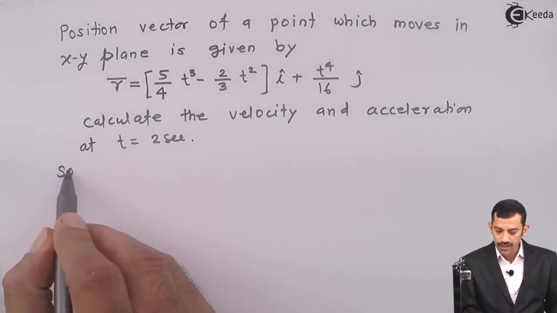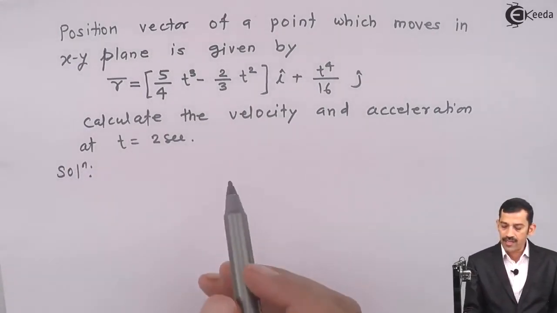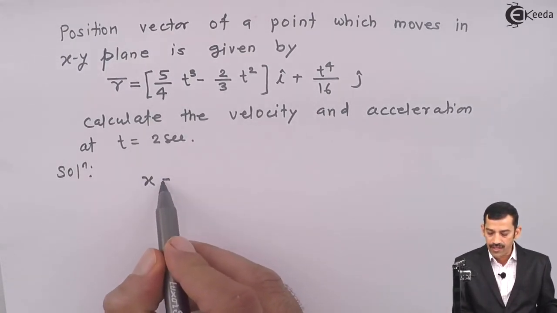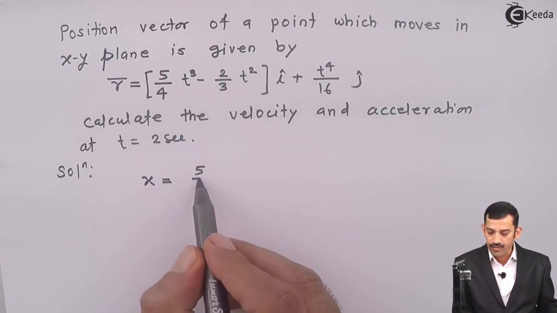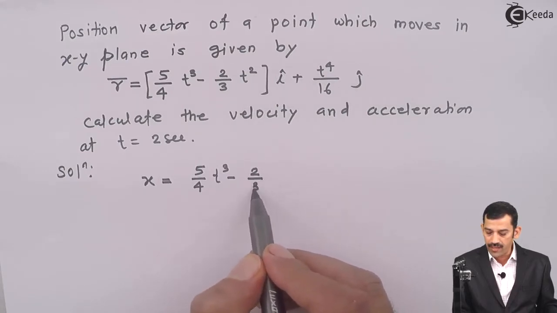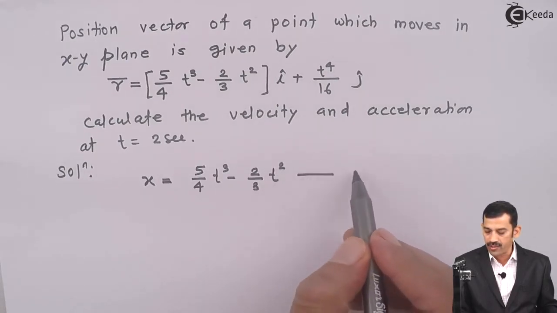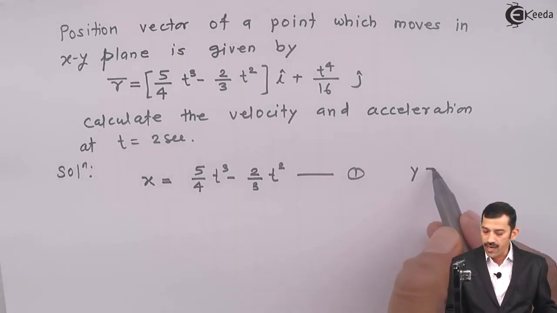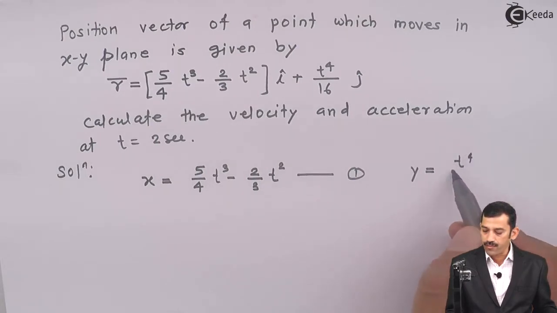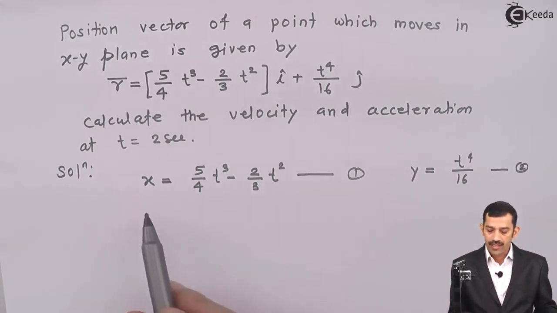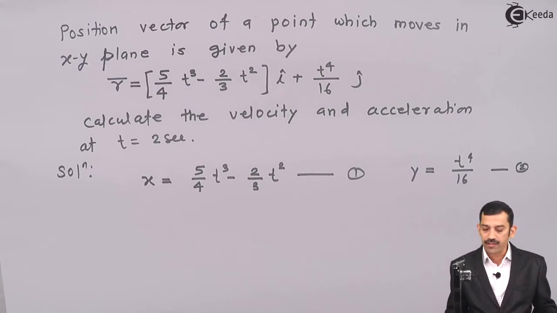Therefore, first step in the solution, as r bar is xi plus yj, x is equal to 5 by 4 t cube minus 2 by 3 t square. This is equation number 1. And the next part given is y, that is t raised to 4 upon 16. Say this is equation number 2. Now as x and y are functions of time t, finally you have to find out velocity and acceleration.